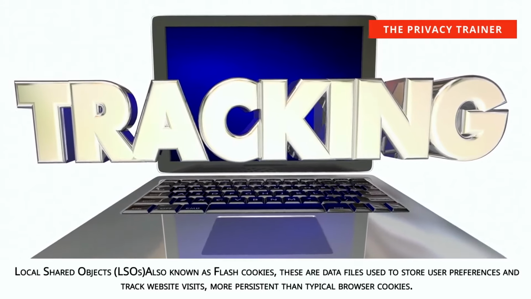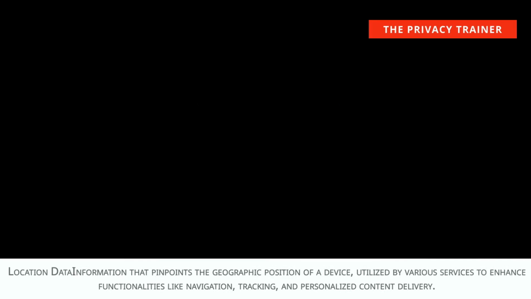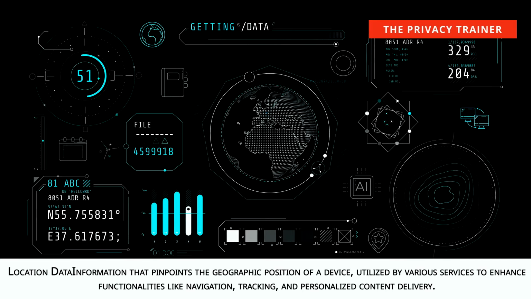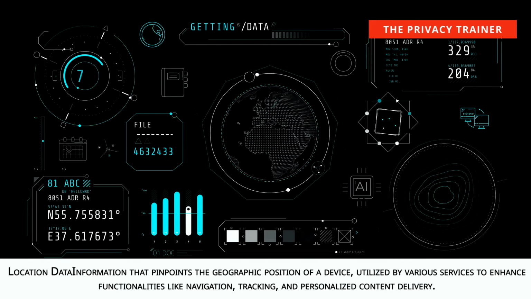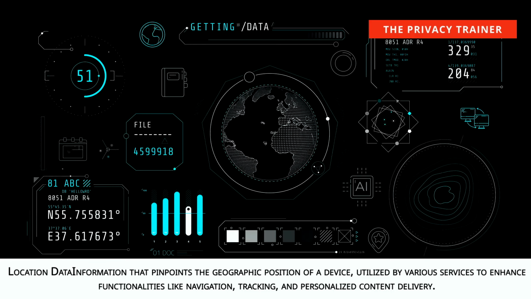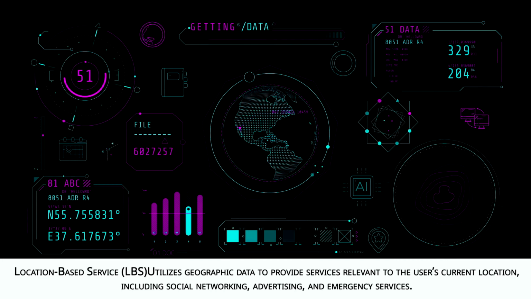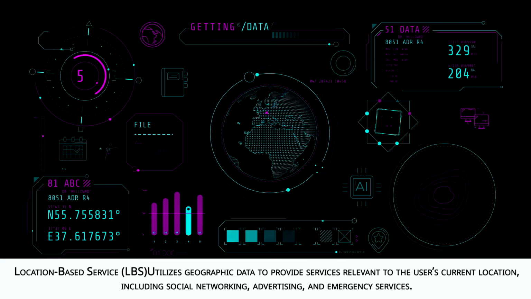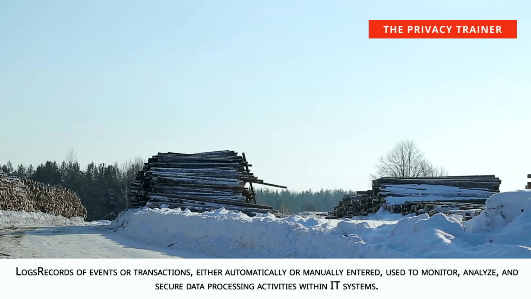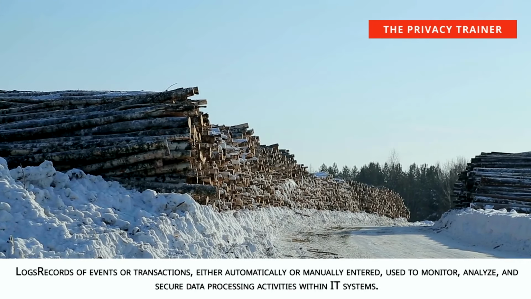These are data files used to store user preferences and track website visits, more persistent than typical browser cookies. Location data: information that pinpoints the geographic position of a device, utilized by various services to enhance functionalities like navigation, tracking, and personalized content delivery. Location-based services, LBS: utilizes geographic data to provide services relevant to the user's current location, including social networking, advertising, and emergency services. Logs: records of events or transactions, either automatically or manually entered, used to monitor, analyze, and secure data processing activities within IT systems.